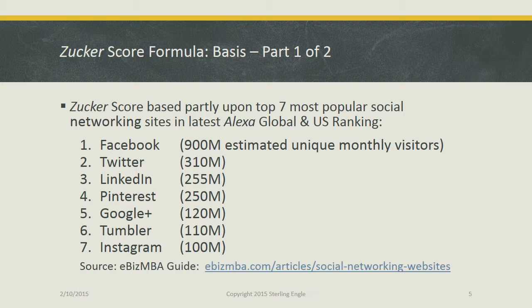A Zucker score is computed as a combination of factors from the most popular social networking and search engines. This is a list of the top 7 most popular social media sites in the latest February 2015 Alexa ranking, along with the number of estimated unique monthly visitors for each. As you can see, Facebook has almost tripled Twitter, followed by LinkedIn and Pinterest almost tie, and Google, Tumblr, and Instagram in an almost 3-way tie.